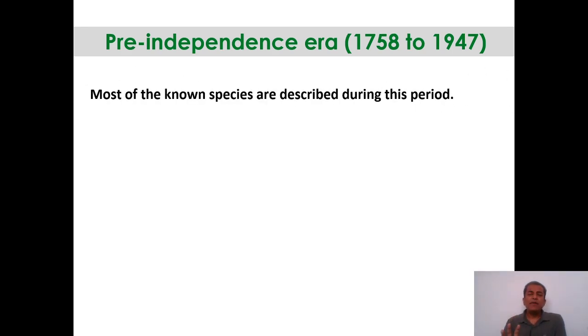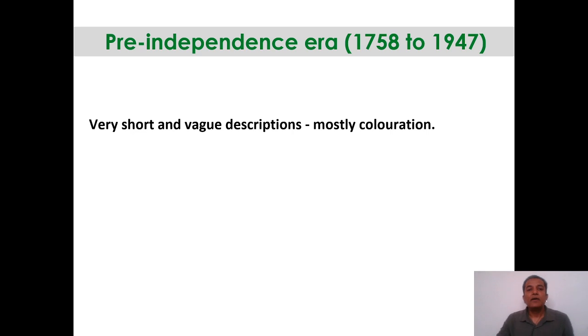This particular era was mostly dominated by new species descriptions. So much of the documentation happened during this time. Interestingly, many of these new species descriptions are very short and very vague. The entire description is based in one paragraph. Many species are described based on coloration. That was the time when people described species in this way, with very short descriptions and little information. But now it has changed. There are people going ahead and describing in more detail.